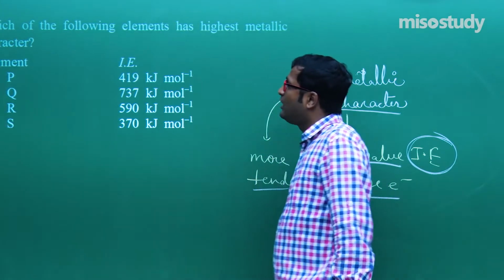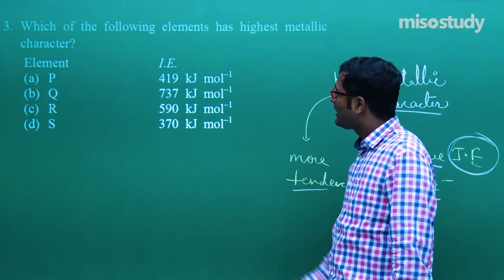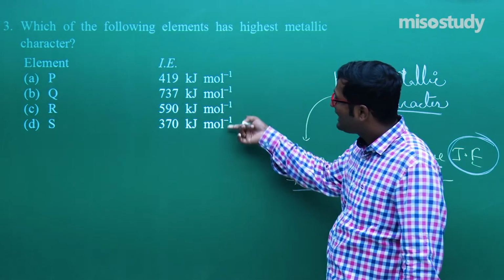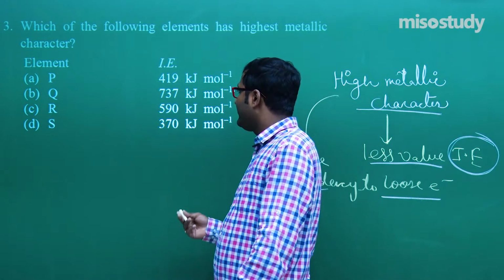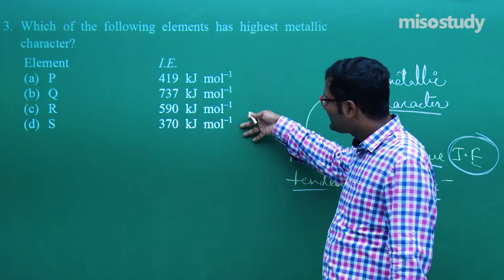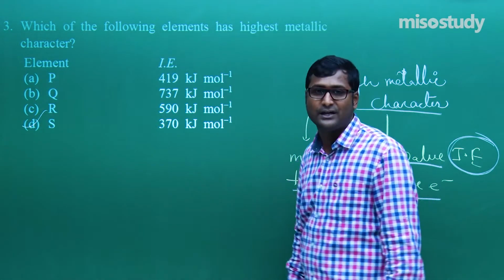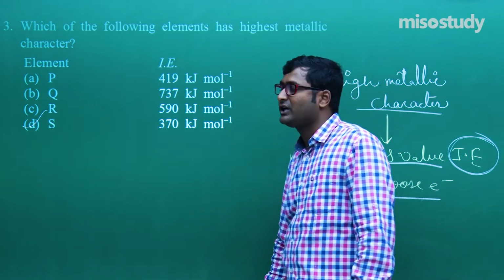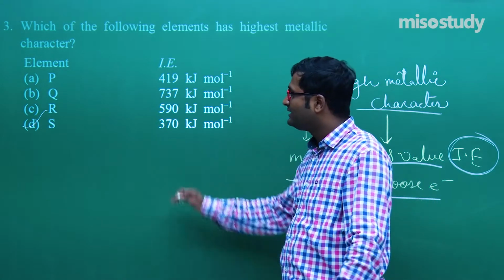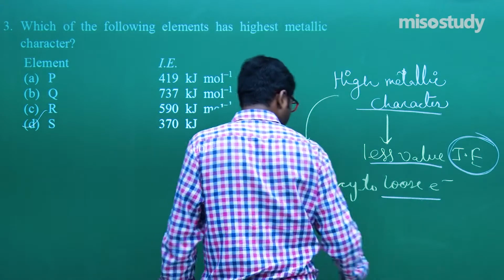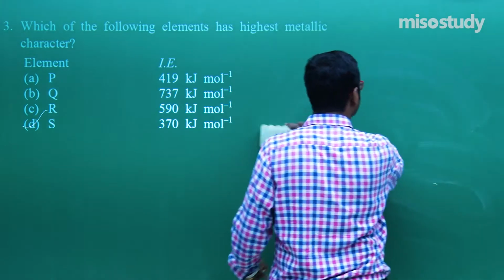Now read the question, which of the following elements has the highest metallic character? That is, find out which one has less value of ionization energy. If I compare, see the data, S has less value of ionization energy. So for this question, D is the correct option. What I am telling, for question number 3, D is the correct option. Now let's move to the next question. Check it out.